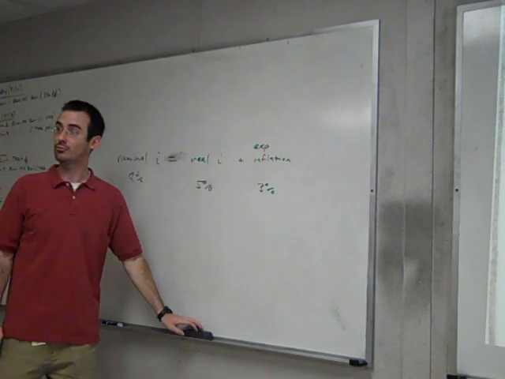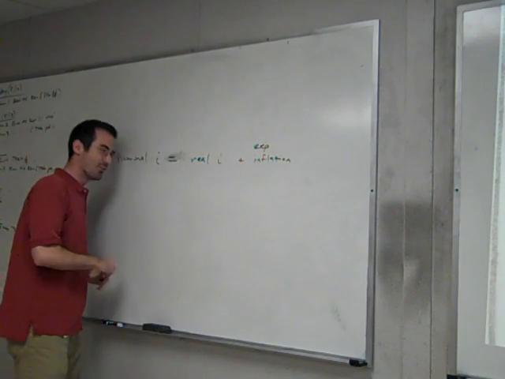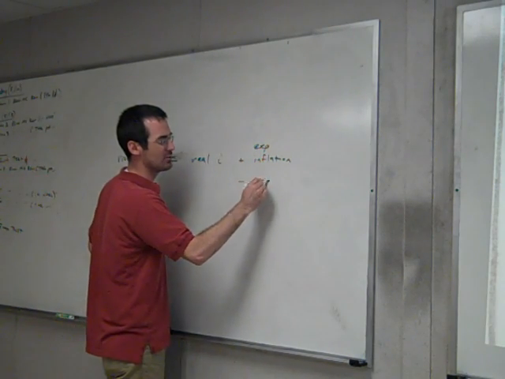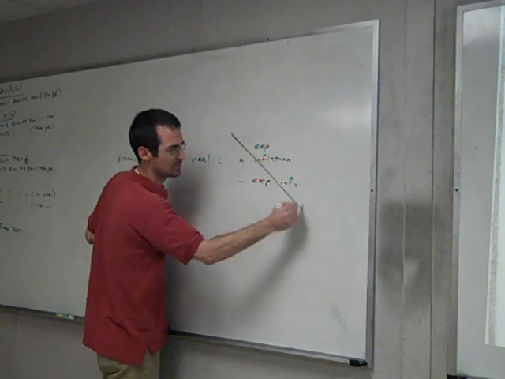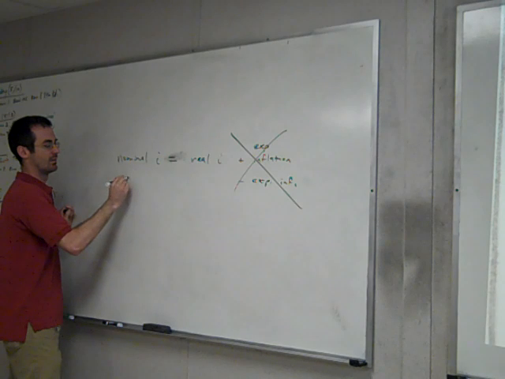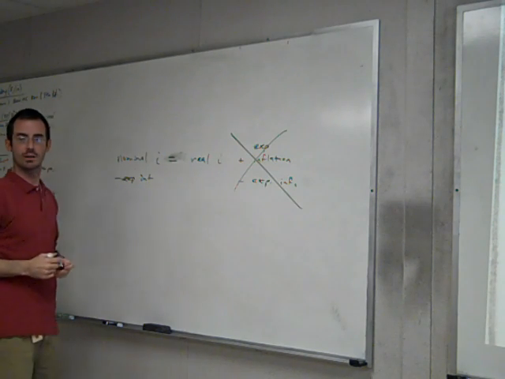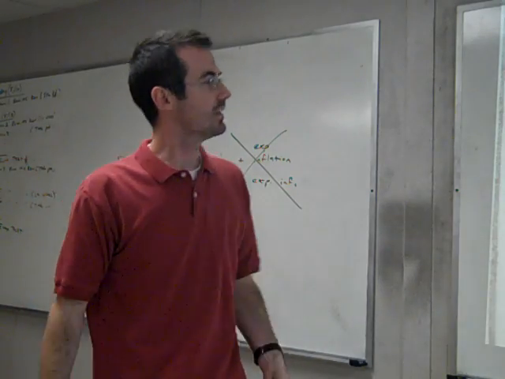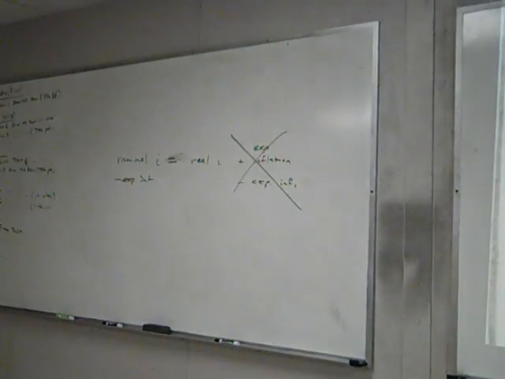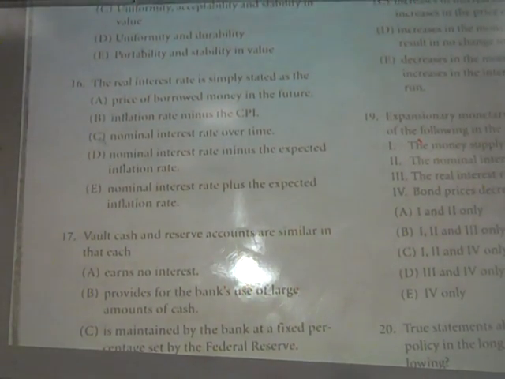What if they ask you what the real interest rate is? Do some good old Algebra 1 and get expected inflation to cancel and get the real interest rate by itself. It's nominal interest rate minus expected inflation. So I think that's what they asked me to do here on this question. And so the answer is D. Way to go.